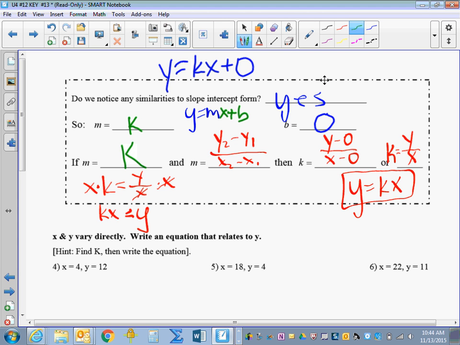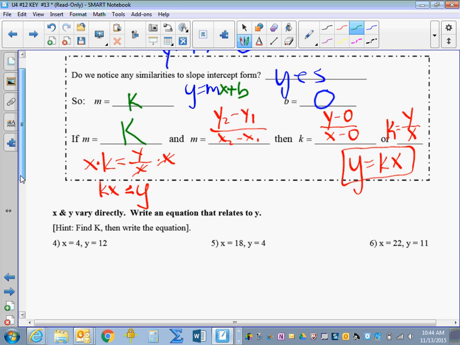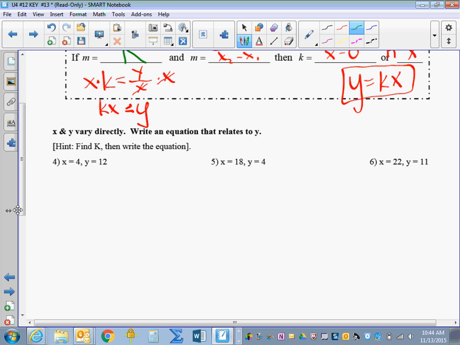Okay, so let's see how we actually use this. You don't have to remember why this is all true, but I wanted to show you why it was all true, and now let's go and use it. It says x and y vary directly. Here's our key phrase: varies directly. Anytime you see that phrase, varies directly, that means we're going to have y equals k times x. If it said that t and u vary directly, then we would have t and u up here. If it said r and s vary directly, we'd have r and s. We use whatever variables they give us.